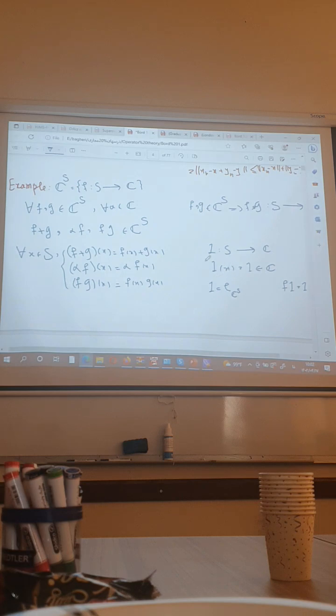And also this algebra has an identity. If we consider the constant function 1, every element tends to 1, this is a constant function, okay? It is very trivial that this is an identity. Because if, for example, we consider g equal to 1, then f of x multiplied by 1 equals f of x. 1 is the identity element in real numbers and complex numbers.